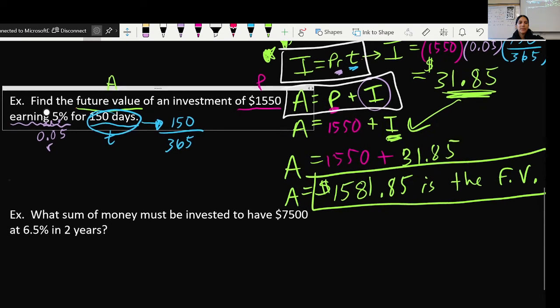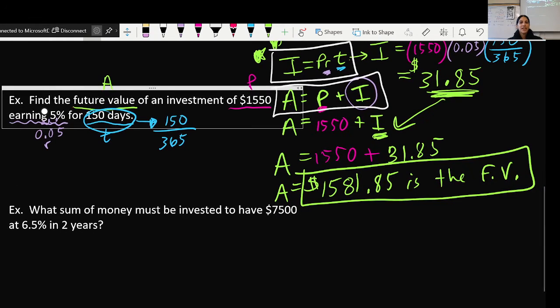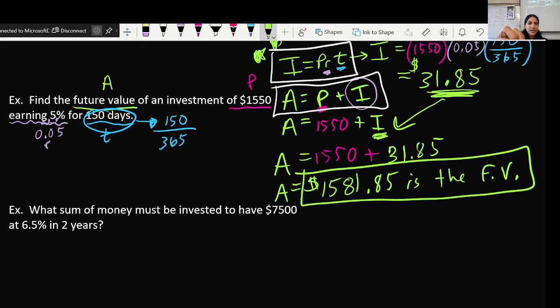What sum of money must be invested to have $7,500 at 6.5% in 2 years? Yep. What sum of money must be invested? What sum of money must be invested? So which variable are we talking about? What are we looking for? What sum of money must be invested?